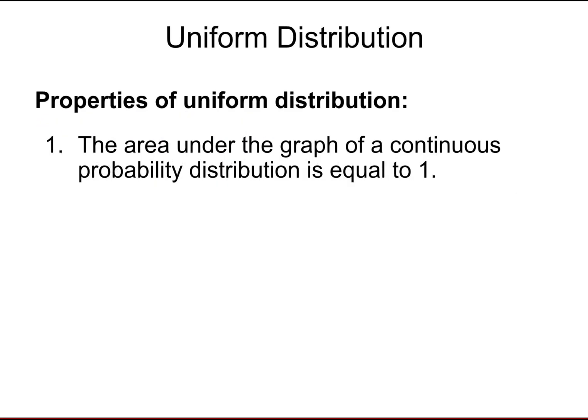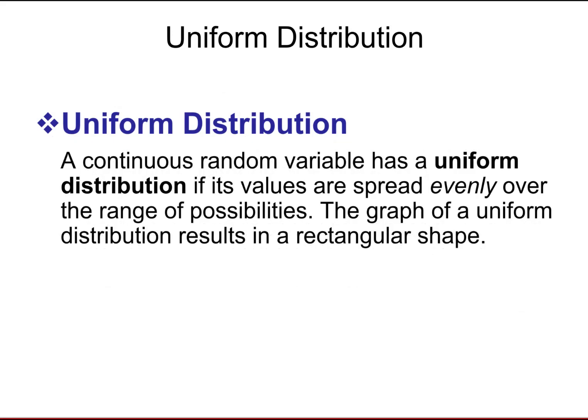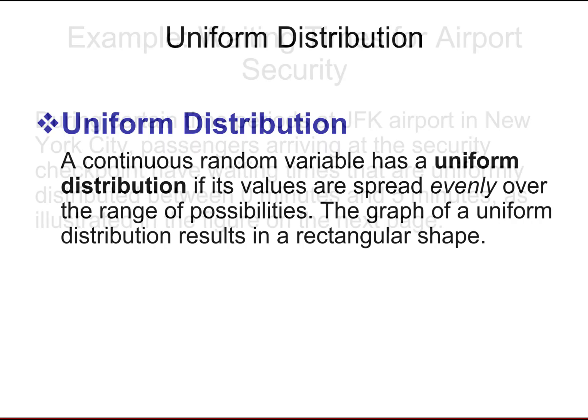So the first property we're going to talk about in this section is the uniform distribution. In the uniform distribution, the area under the graph of the continuous probability distribution is equal to 1, as we just stated. And again, there's a correspondence between area and probability. We're going to use the idea of a rectangle for the uniform distribution. I'm also going to show you another way to calculate the probabilities. You won't be using StatCrunch for these calculations. You'll do these by hand. A continuous random variable has a uniform distribution if its values are spread evenly over the range of possibilities.